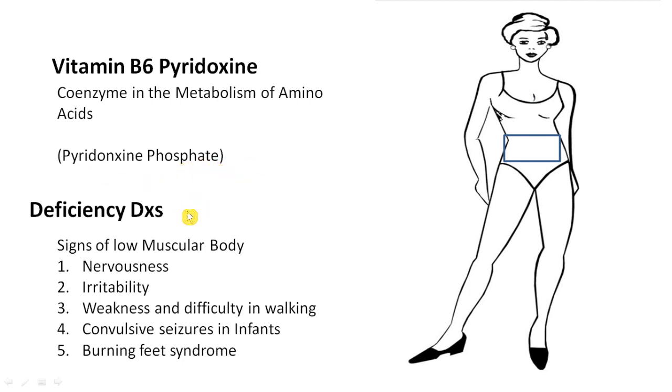Now what will its deficiency cause? It will cause signs of low muscular body, since amino acids are an essential part of the muscle. So once the muscles won't be formed, as a result you will have signs of low muscular body. For example, you will have nervousness, irritability, weakness, and difficulty in walking. You will have convulsive seizures in infants and burning feet syndrome. So that's all related to vitamin B6, that is pyridoxine.